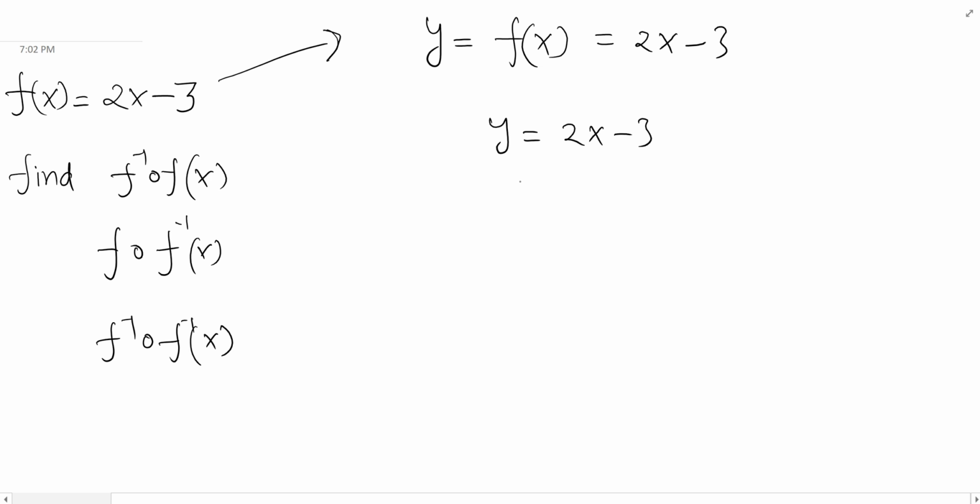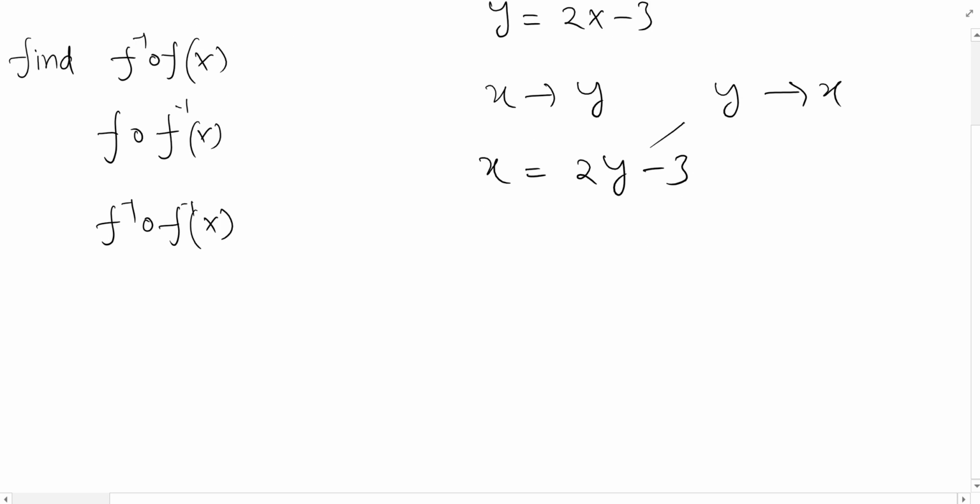Now in this equation, I switch my x and y. I replace x by y, and I replace y with x. So if you replace this y with x, you're going to get x equals 2y minus 3. And from this equation, we isolate the y value. So you move minus 3 to the left hand side.